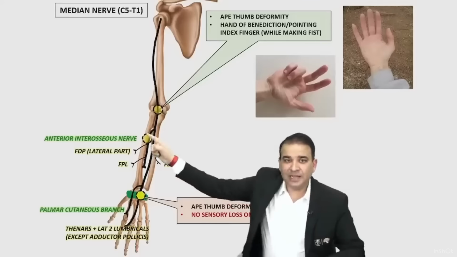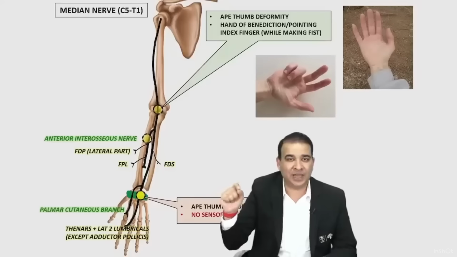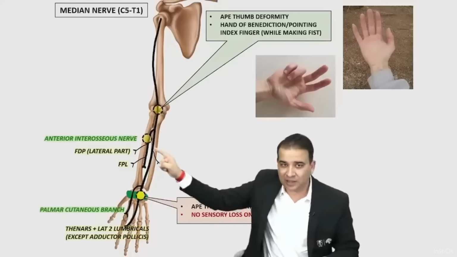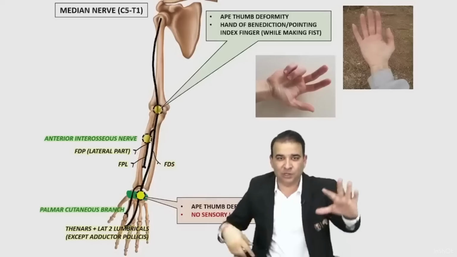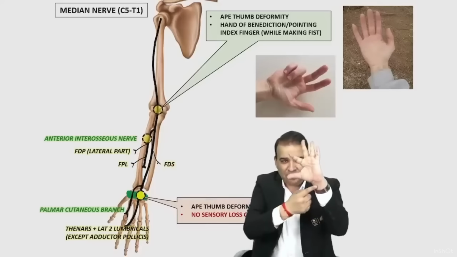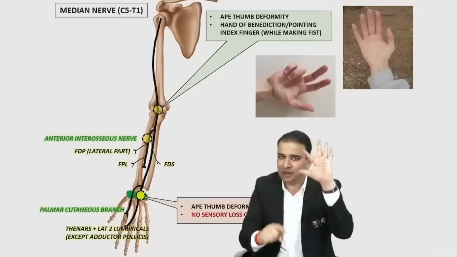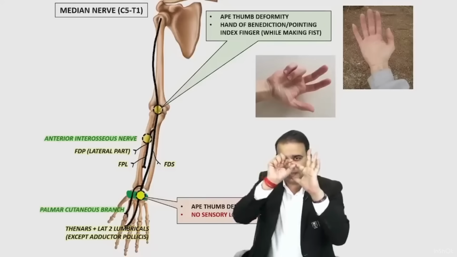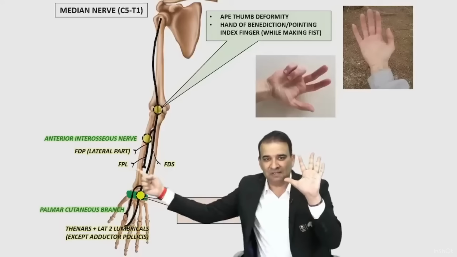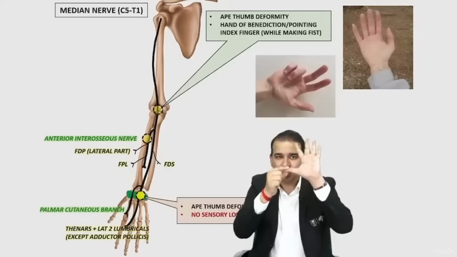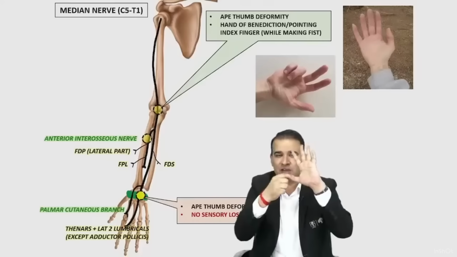If there is an isolated injury of the anterior interosseous nerve, guys, let's say only the anterior interosseous nerve is injured here. Look at these two muscles, guys: FDP and flexor pollicis longus. FDP, flexor digitorum profundus of the index finger, is not working. You cannot flex the distal interphalangeal joint of the index finger. Flexor pollicis longus, FPL, is not working. You cannot flex the interphalangeal joint of the thumb.